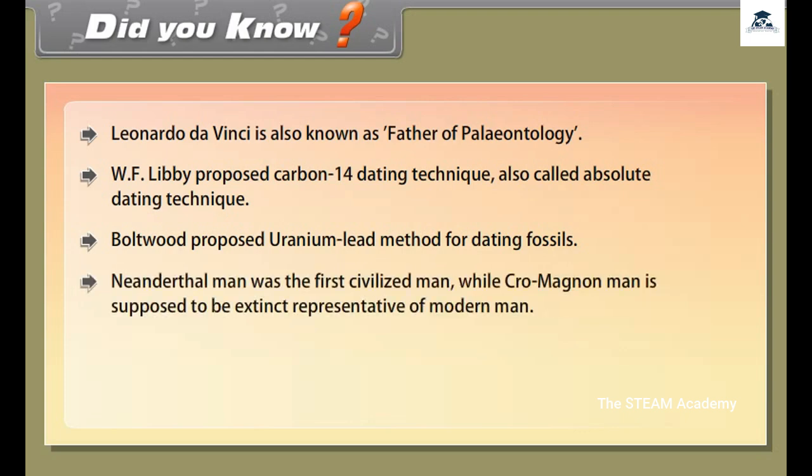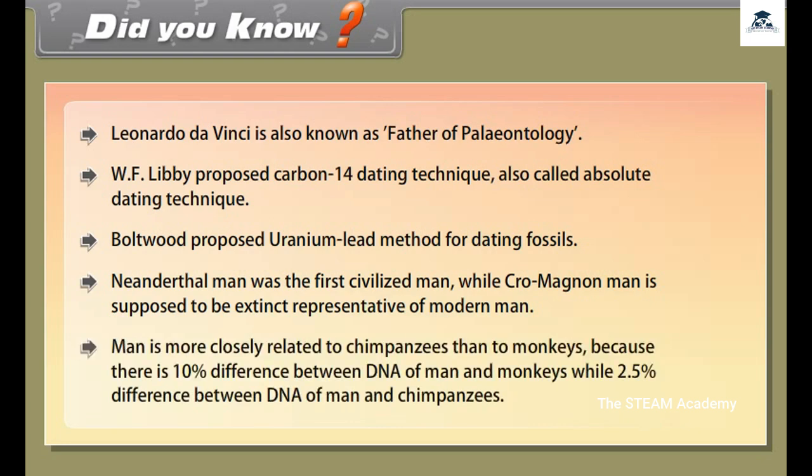Neanderthal man was the first civilized man, while Cro-Magnon man is supposed to be an extinct representative of modern man. Man is more closely related to chimpanzees than to monkeys because there is a 10% difference between DNA of man and monkeys, while a 2.5% difference between DNA of man and chimpanzees.